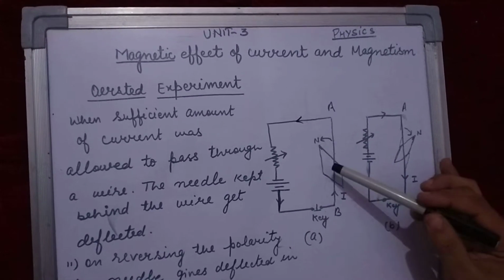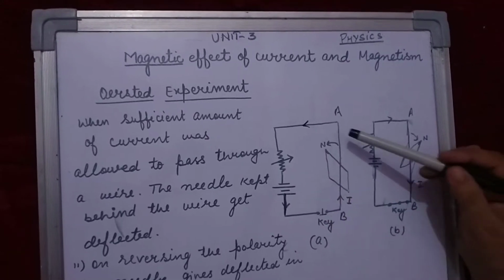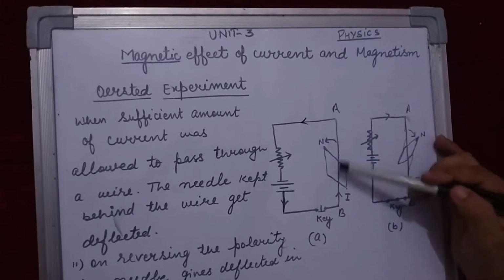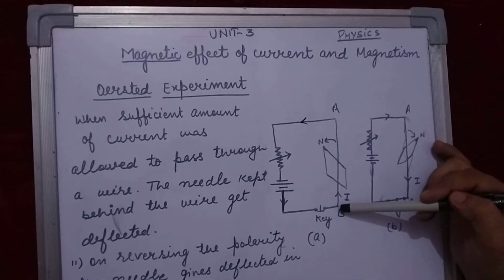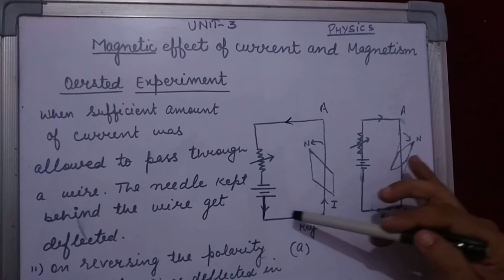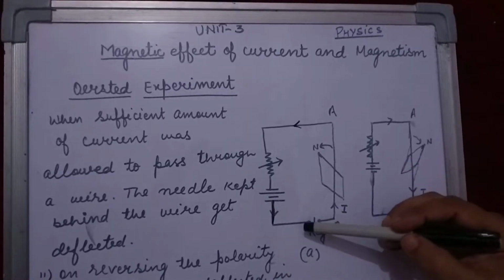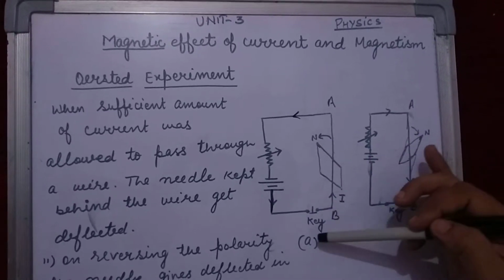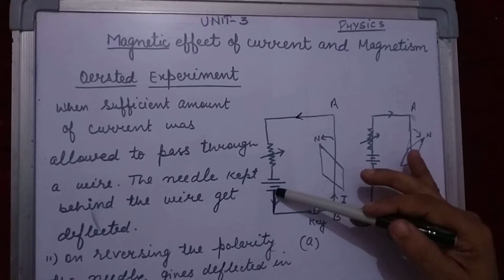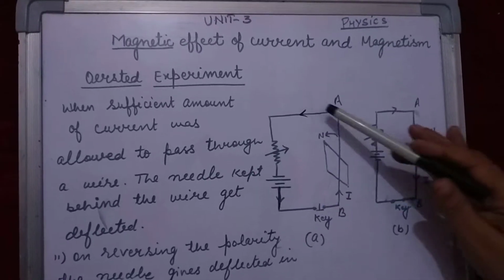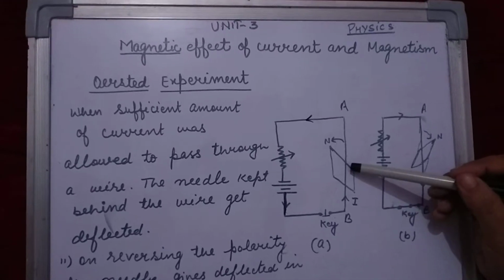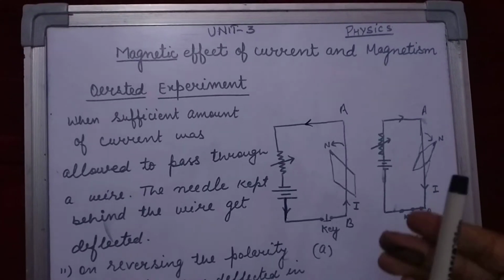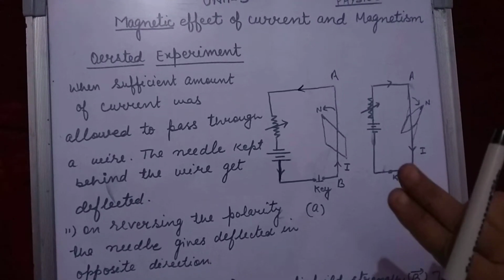Oersted made a circuit. Oersted passed the current through a rod. This is a rod AB. Pass the current. This is the circuit: a battery is connected here, then a key, and a variable resistor. In this first diagram, the polarity is this, and the current is flowing in this direction. After passing the current through this rod, Oersted put a needle behind this rod. Suppose this is a rod, and behind this he put the magnetic needle.